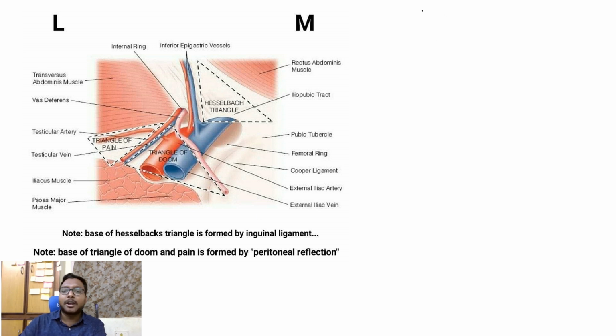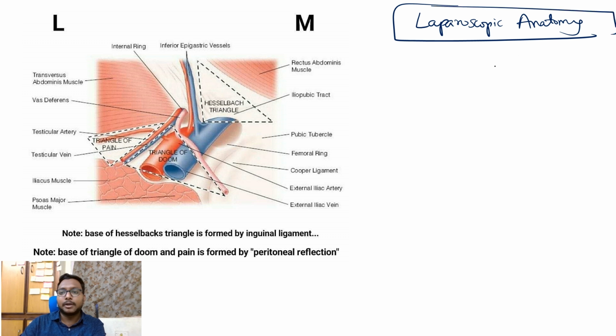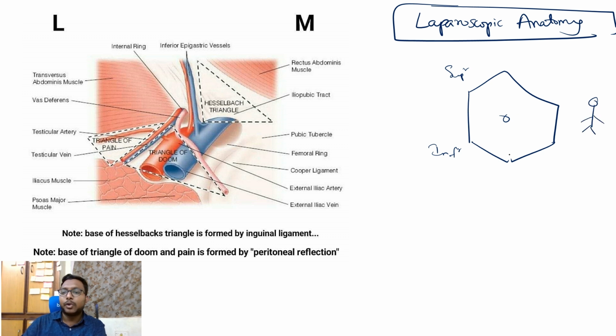Now, coming to lap anatomy. Whenever we are talking about laparoscopic surgery, there is important laparoscopic anatomy we need to understand. Let's say, for example, this is the abdomen. This is superior, this is inferior. Let's say the surgeon stands here and is viewing the pelvis from this view. So this picture is nothing but this kind of a view. You can see here, this is the medial part and this is the lateral part.